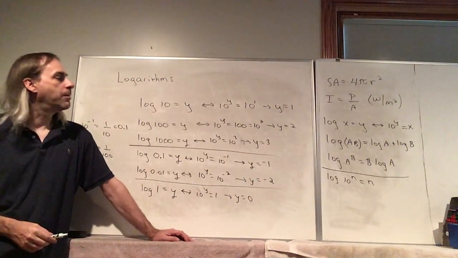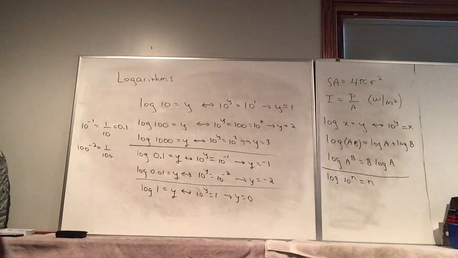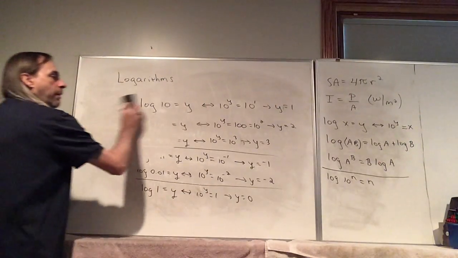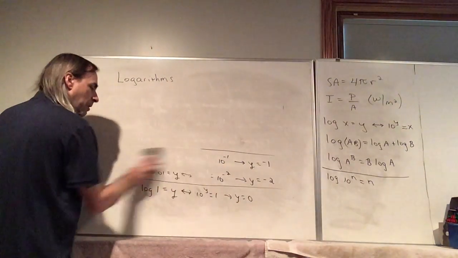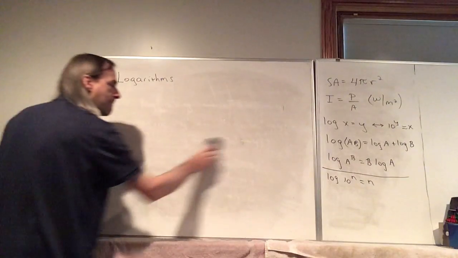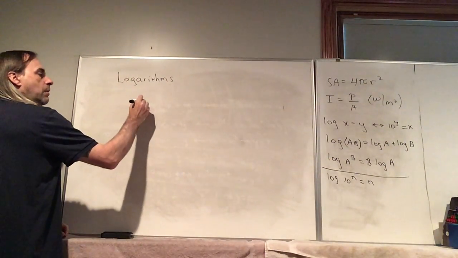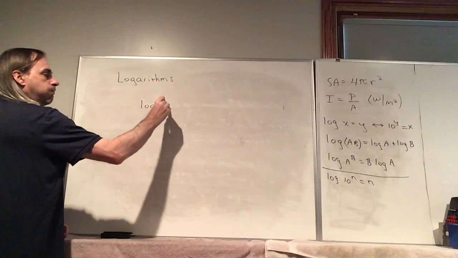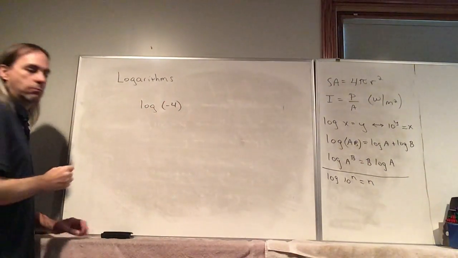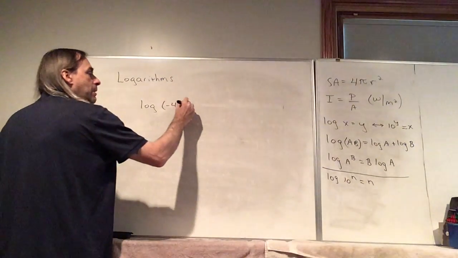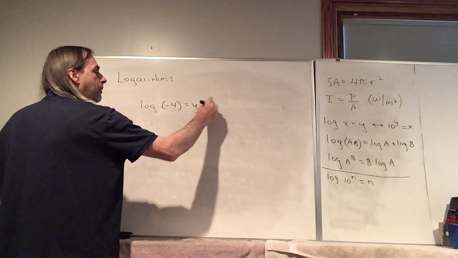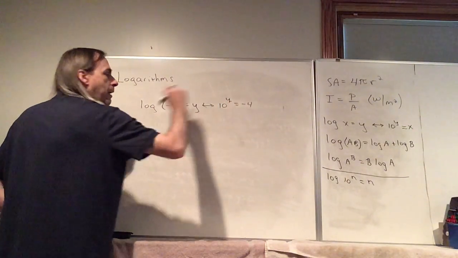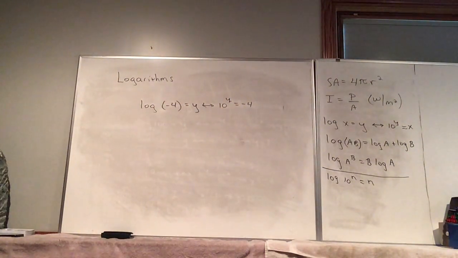Another thing to note here is, let's look at one more example of logarithms. Let's erase all this. Let's look at logarithm of negative 4. We don't know what that is, so let's call that y. That means 10 to the power of y equals negative 4. And now we have a problem.